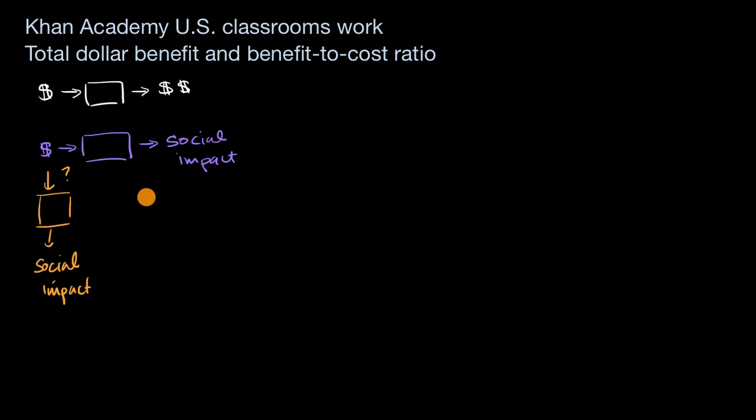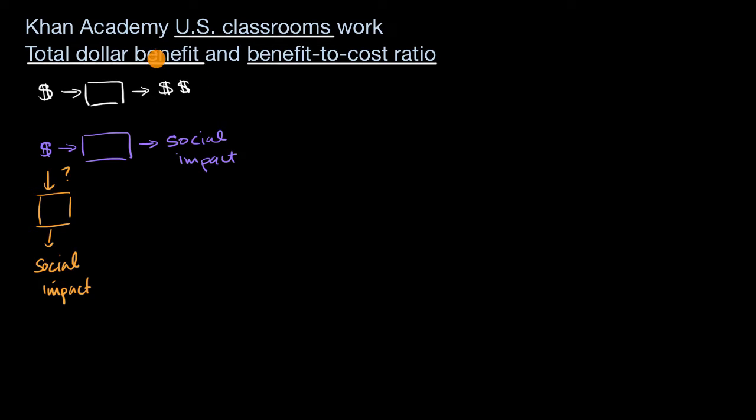And obviously, this is a very important question to us at Khan Academy. We are funded through philanthropy, so we have to make the case to philanthropists that we are one of the highest social return investments that anyone can make. And then with those resources, we also have to make decisions on where we allocate them within Khan Academy. So the focus of this video is going to be on Khan Academy's US classroom work. And we're going to do a calculation to evaluate its total dollar benefit and benefit to cost ratio.